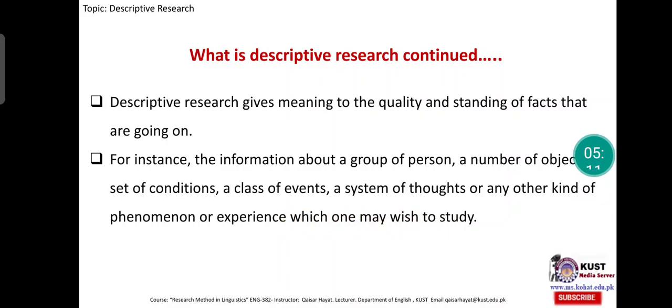Through this type of research, students, we can get information about a group on which we are doing research. A number of objects can be there. If there is some set of conditions, we would take it as a topic, as a problem for our research. A class of events can also be studied, a system of thoughts, etc. All these kinds of phenomena or experiences which one may wish to study.